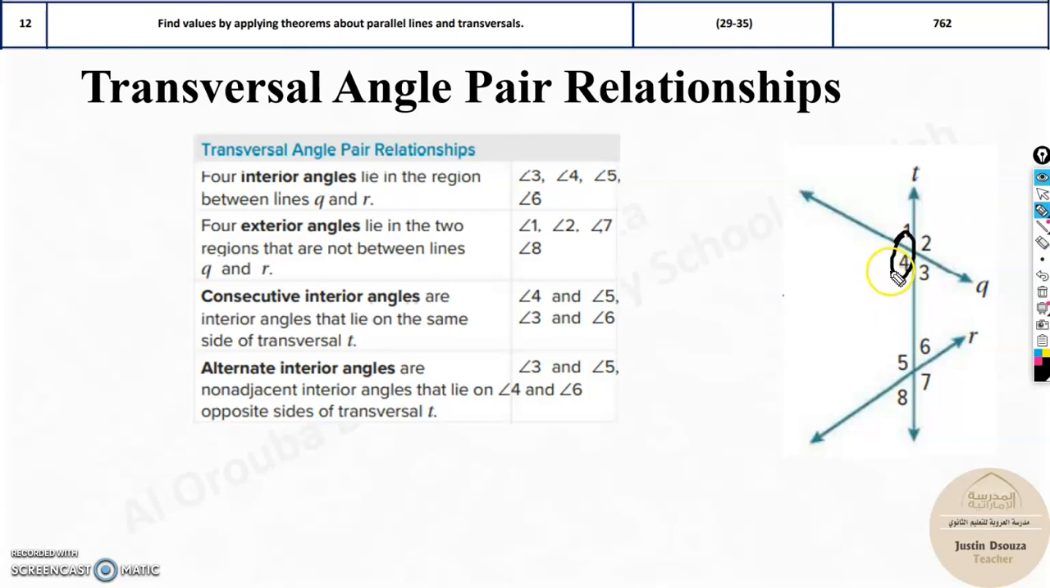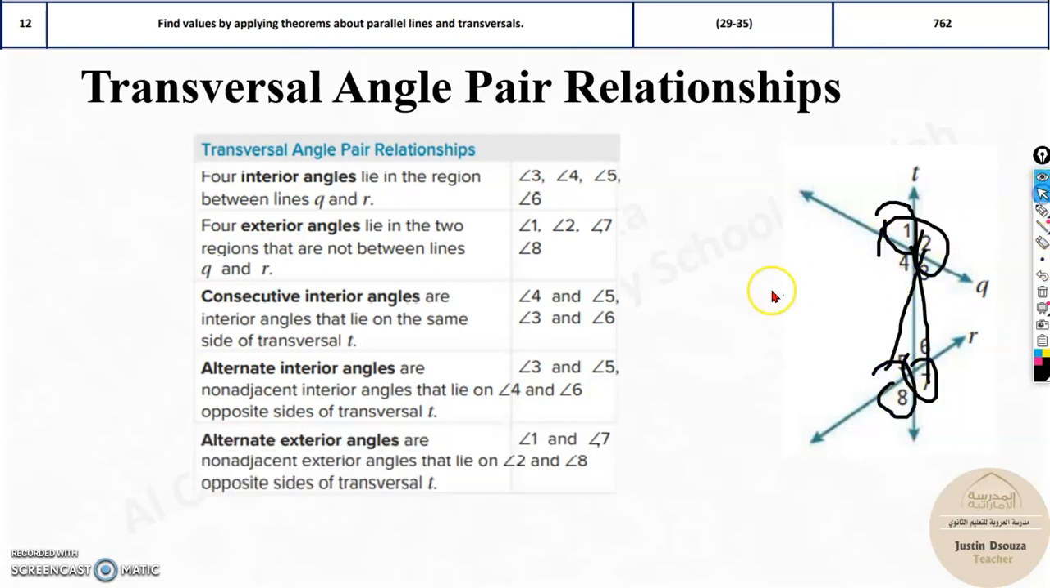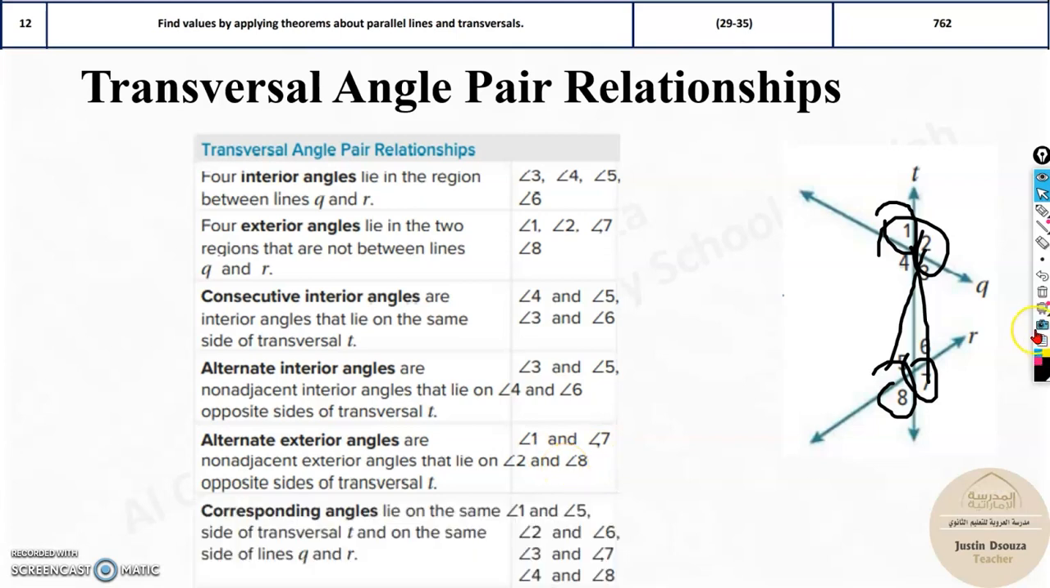Alternate to this is the opposite angle. See, can you see this one? 6 is opposite. Same way for 3, alternate is 5. Even the exterior angles can have alternates: 1 and 7, 8 and 2. That is the thing. Now, lastly, we have corresponding angles, which is very crucial.